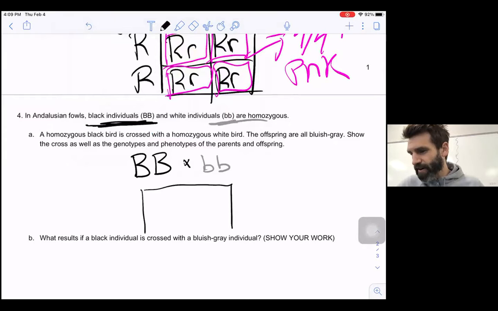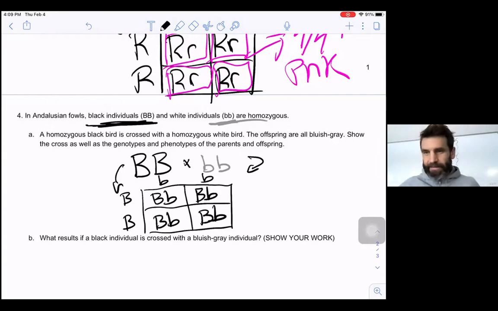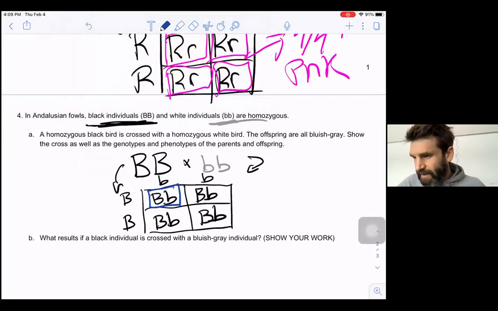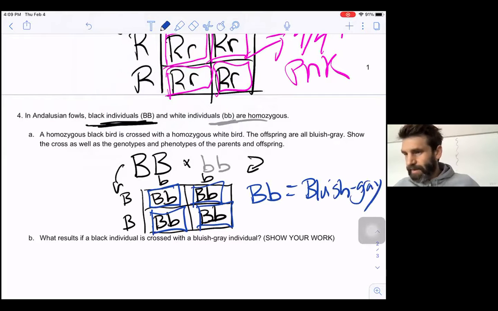So here, when we cross this, just like we did before, this is big B crossed with little b. Every single one of these is going to be heterozygote. And it's telling us that every single one of these is bluish gray. So here, big B, the heterozygote must be bluish gray. All right.